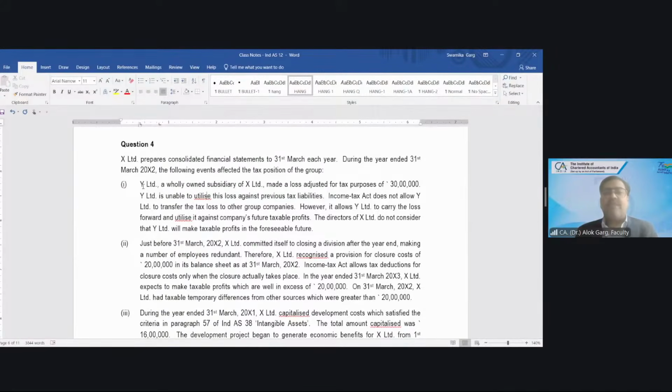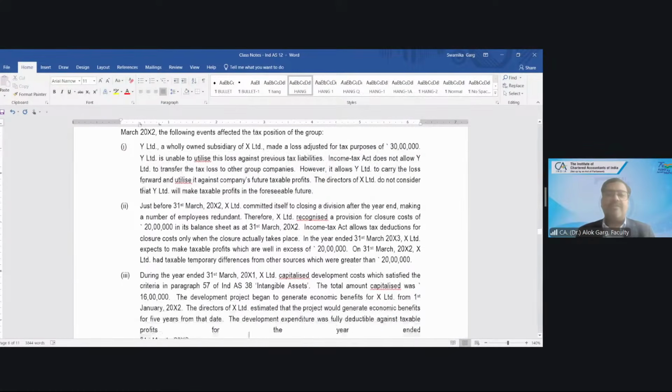Y Limited is unable to utilize this loss against previous tax liabilities. The Income Tax Act does not allow Y Limited to transfer the loss to other group companies. Means if Y Limited earns profit in future, it can set off the losses. Otherwise, this loss cannot be transferred to other companies. However, it allows Y Limited to carry the loss forward and utilize it against the company's future taxable profit. The directors of X Limited do not consider that Y Limited will make taxable profit in the foreseeable future. So what should we do?